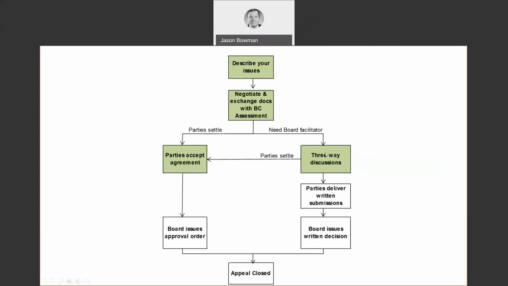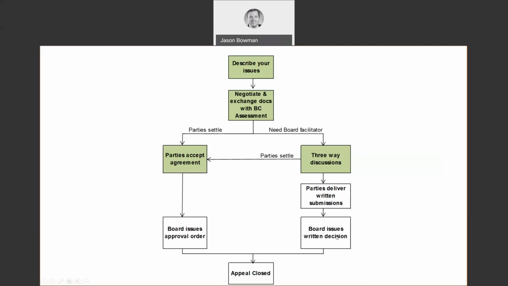If a board facilitator does come in, there'd be a three-way discussion, and then again, hopefully the parties will come to a settlement. If not, this is the rare case, we would then proceed to what we call adjudication, or to have a board member review submissions. The parties would deliver written submissions, and again, this is all done in the ODR system.